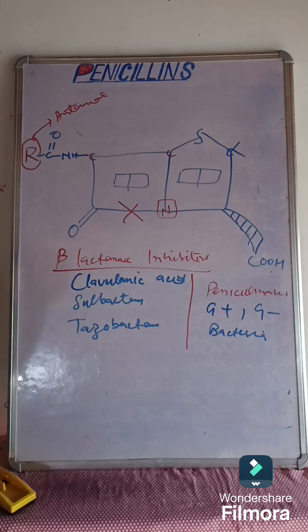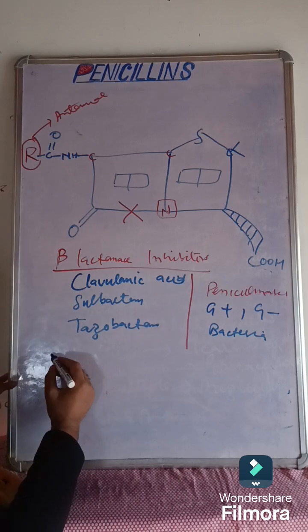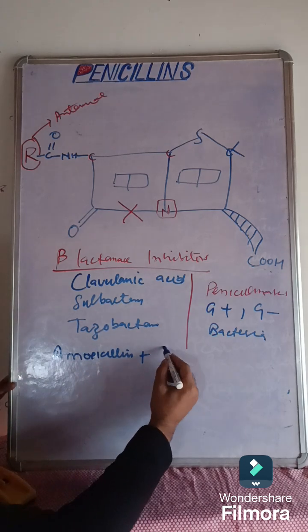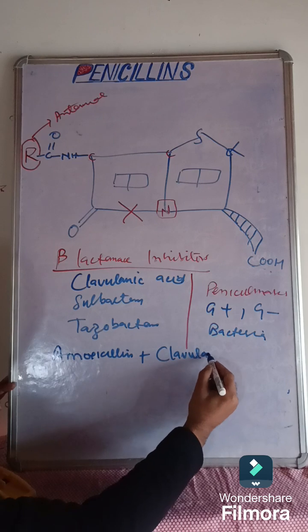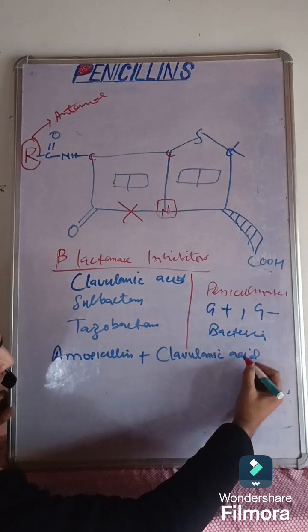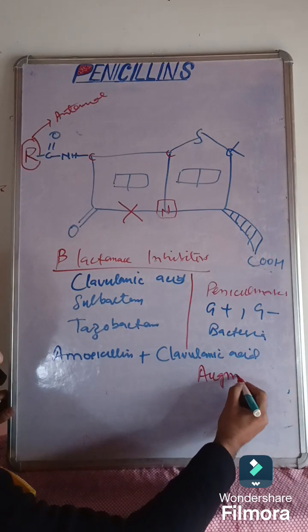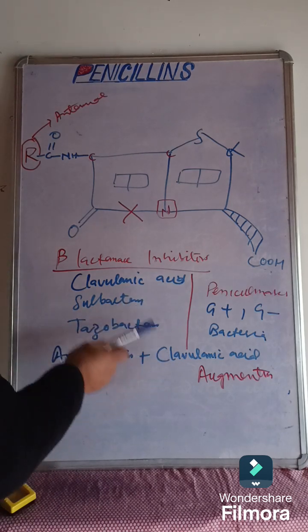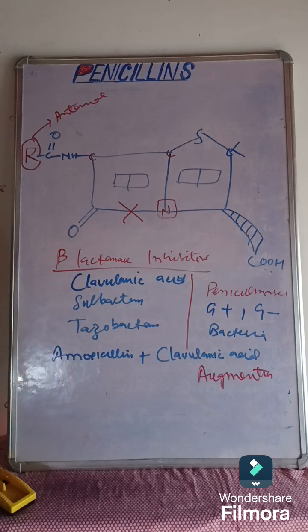These beta lactamase inhibitors are sometimes combined with another class of penicillins, like you often see amoxicillin plus clavulanic acid, which has the trade name Augmentin, in order to provide resistance against the beta lactamase to the amoxicillin.